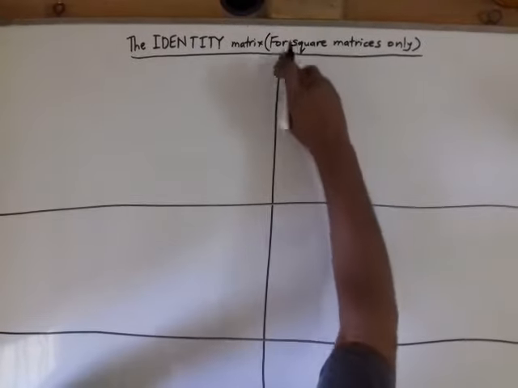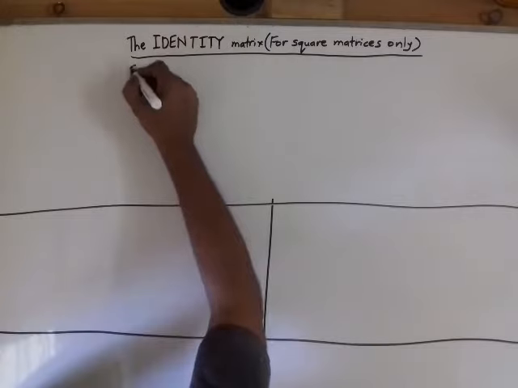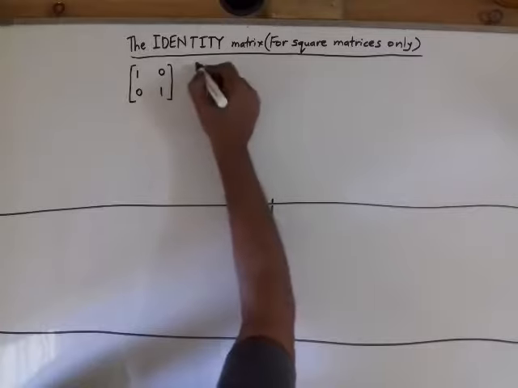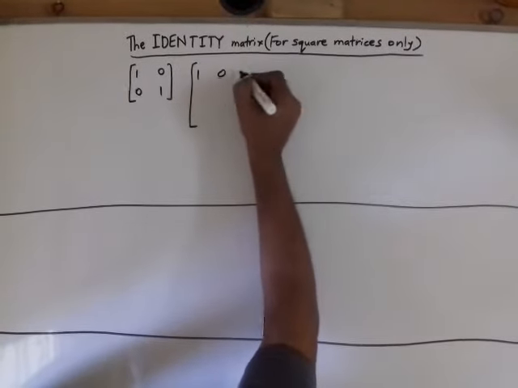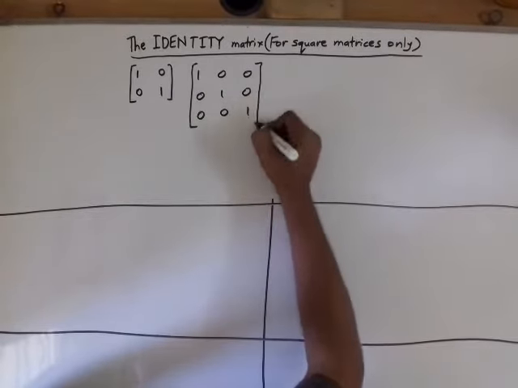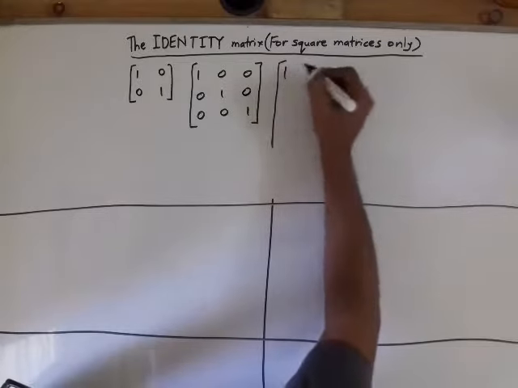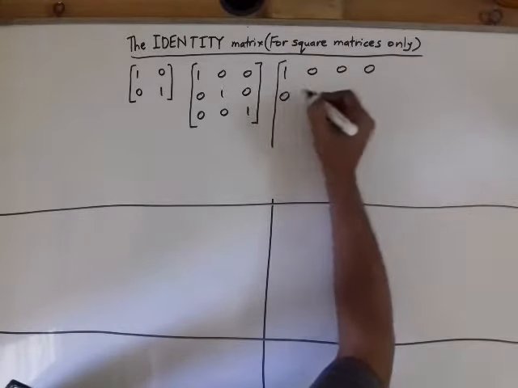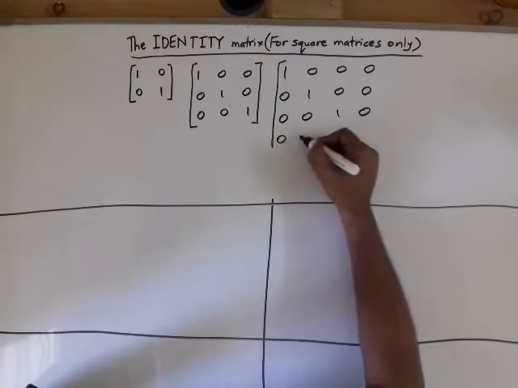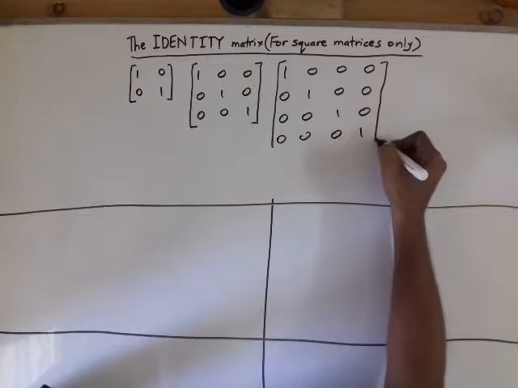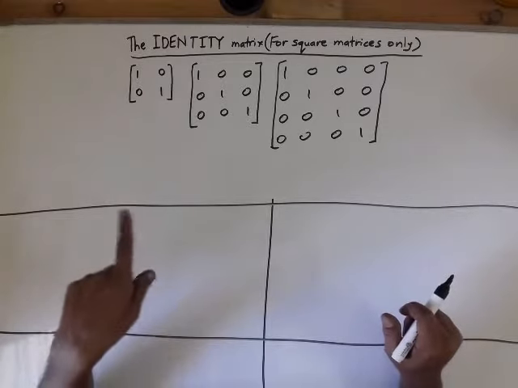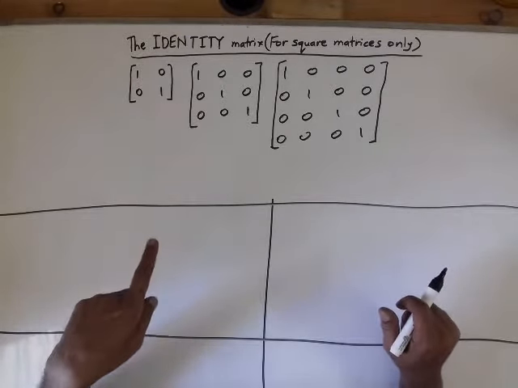I am going to write examples of identity matrices here. All of these are identity matrices. So what's really special about an identity matrix?